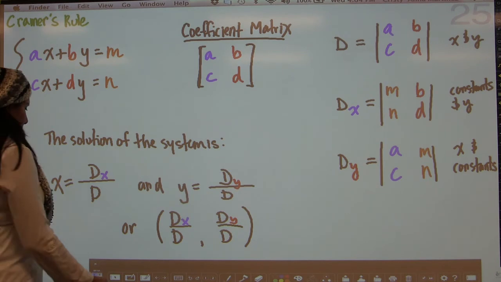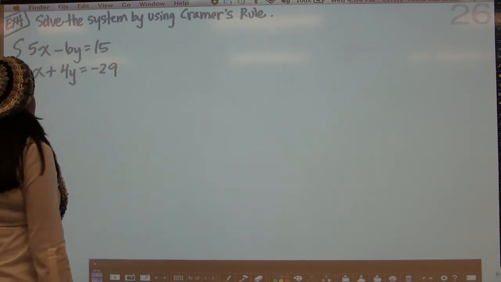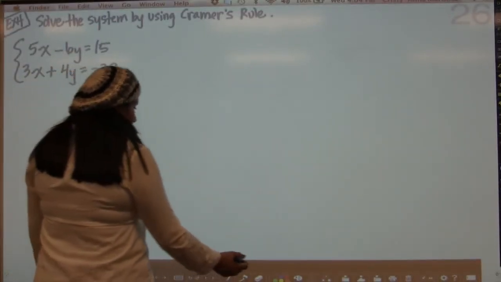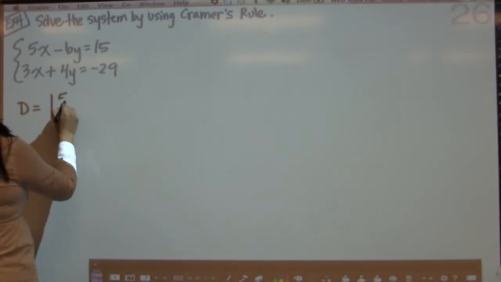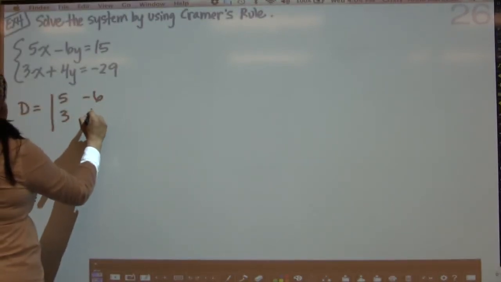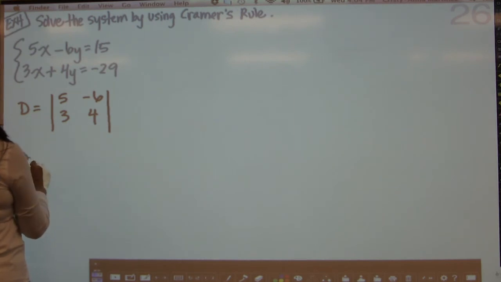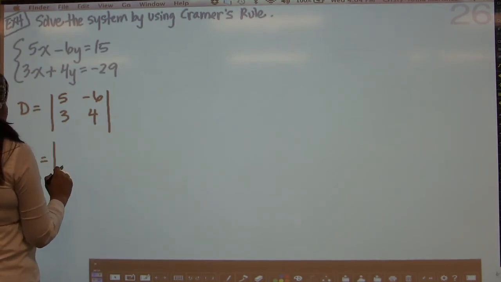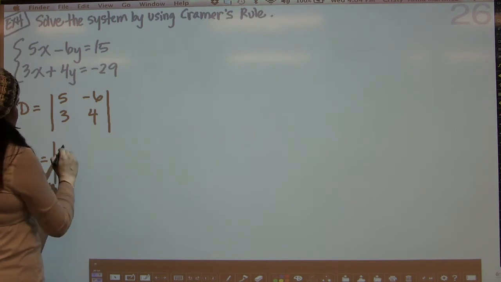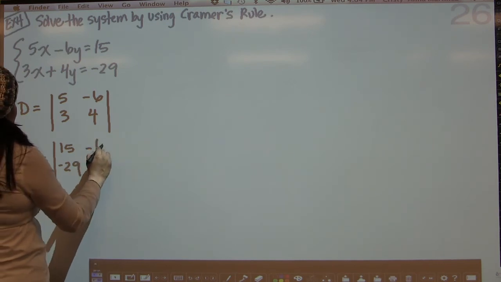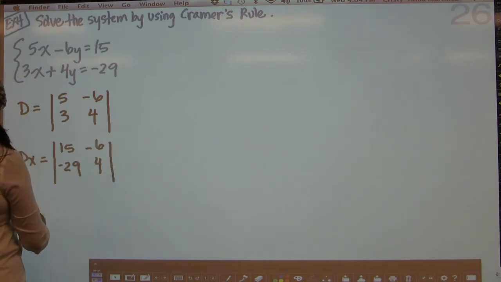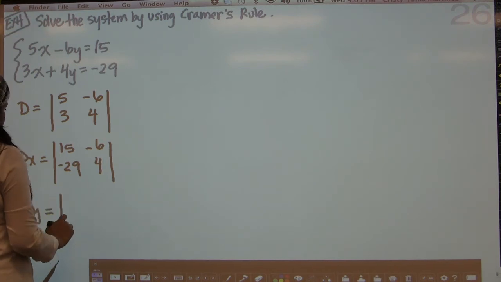So I want to show you now how that works. So here we go. Solve the system by using Cramer's Rule. So we need a bunch of determinants. So the first thing I'm going to do is get my determinants maybe over here. The first one is going to be the coefficients. So 5, 3, -6, 4. My Dx is going to be for me to replace the x column with the constants 15, -29, and leave the y column alone, -6, 4.